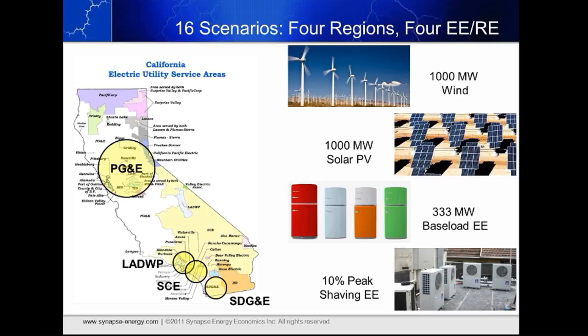Then the 4 renewable energy programs and energy efficiency programs that we're implementing as this pilot would be the equivalent of if we were to drop 1,000 megawatts worth of wind into any one of those service territories, or alternately if we were to drop 1,000 megawatts of solar PV into those, or alternately if we were to drop 333 megawatts of a baseload energy efficiency program, such as a refrigerator efficiency program, into one of those service territories. Or alternately, if we were to do something along the lines of a 10% peak shaving program, where we're aiming for the top 90th percentile of hours and attempting to reduce the load on those hours only.